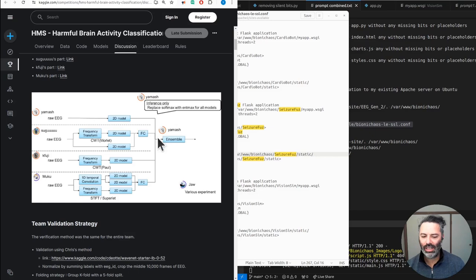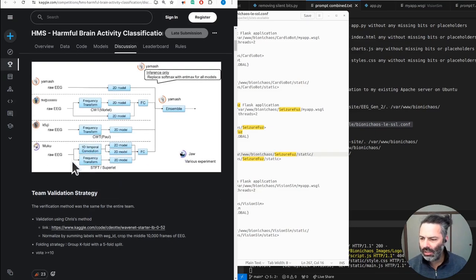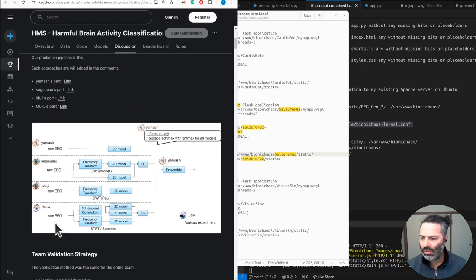Yeah, I wonder how hard it is to combine four different models. This one seemed to be overly complicated. Interestingly, they were all looking at the raw EEG. They didn't look at the spectrograms, which is really interesting.